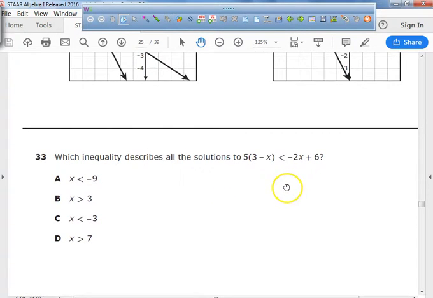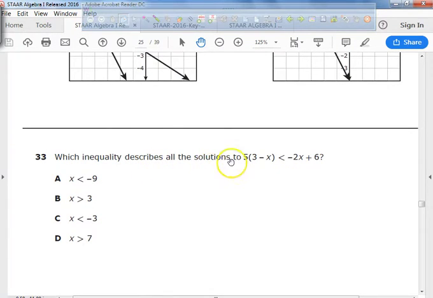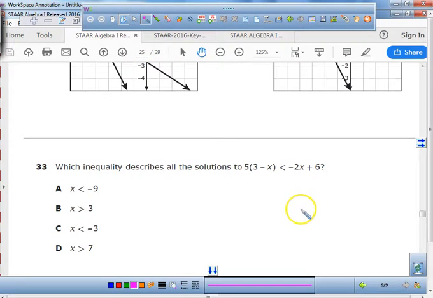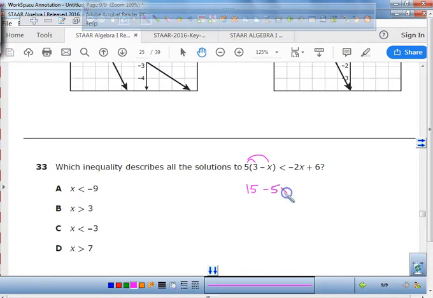All right. Let's check this out. It says, which inequality describes all the solutions to 5 parentheses x minus 3 minus x is less than -2x plus 6? All right, here we go. Number 33, we're going to do it by hand, and we're going to do it using decimals. The first thing you would do by hand is multiply 5 times 3, which is 15. 5 times -x, which is -5x, is less than -2x plus 6.